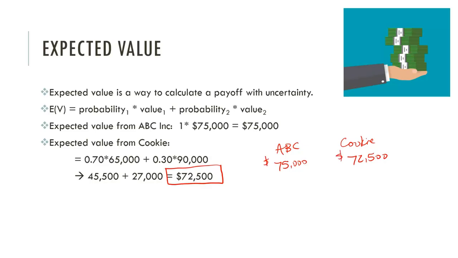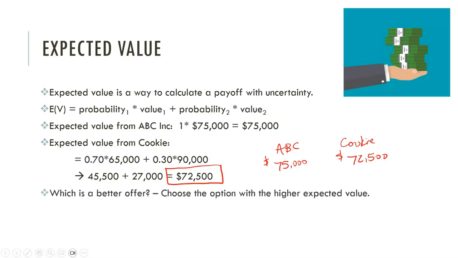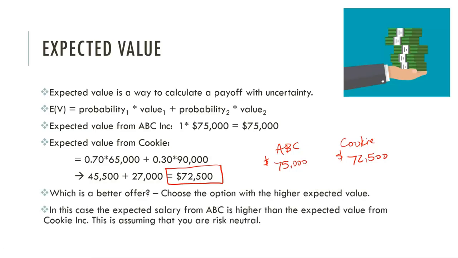I'm going to talk about risk preferences on the next slide, but for now we're going to assume risk neutral, which means you always just pick whatever has the higher expected value. So in this case, we're going to say, let's take the offer from ABC because while there is a chance that we might earn more from the other company, there is a bigger chance we're going to earn less. And when we look at that combined expected value, it's lower than ABC. Okay, so we're going to choose whatever has the highest expected value. In this case, that means we're going to take the job from ABC and we're not going to wait to hear the offer from Cookie.